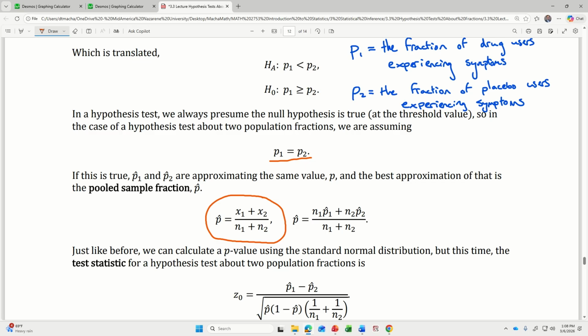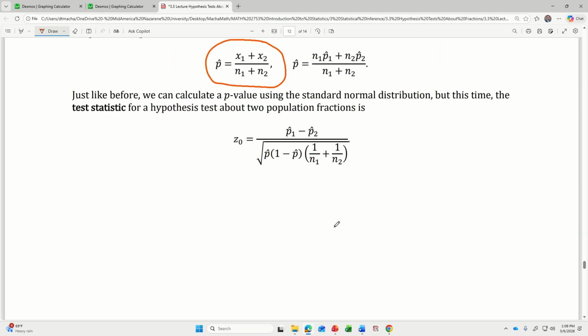Just like before, we can calculate a p-value using the standard normal distribution, but this time the test statistic is bigger and nastier. This is our test statistic for comparing two population fractions. This is something I would write down on your notes page. That way, on a test, when you get this kind of hypothesis test, you can say, oh yeah, I have that test statistic, I can calculate that really quickly, and then I can pull out my standard normal distribution and get this p-value super fast.